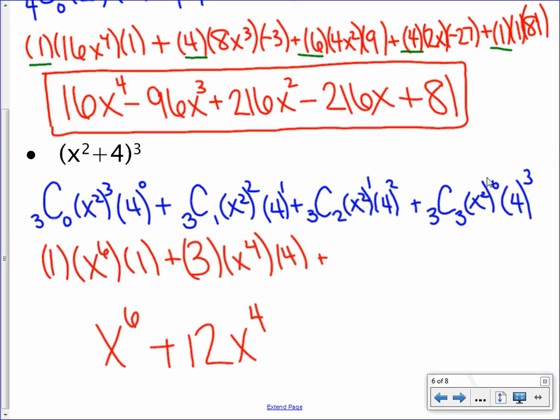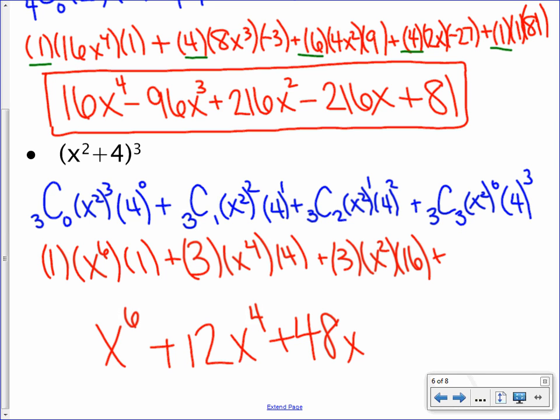3 combinations of 2, 3. x squared to the first, 4 squared. So our next term is? You need a calculator. 48x squared. Okay. And then our last term, 3 combinations of 3, x squared to the 0, and 4 cubed. What's 4 cubed? Thank you. You should know that off the top of your head.